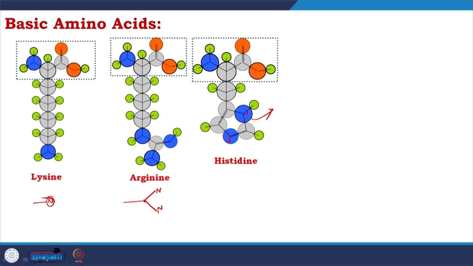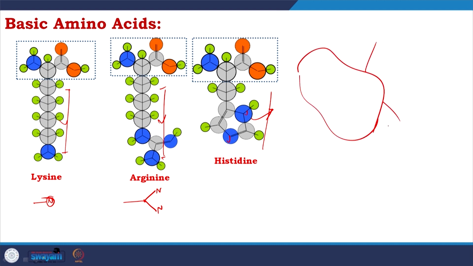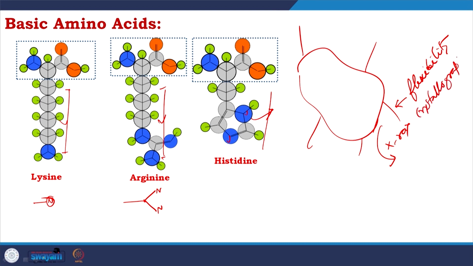Also, as I told, because of the big length, when they are specifically at the surface of the protein, they generally show extreme flexibility, and when we perform X-ray crystallography, most of the time we cannot solve. When I say solve, I mean properly model arginine or lysine.